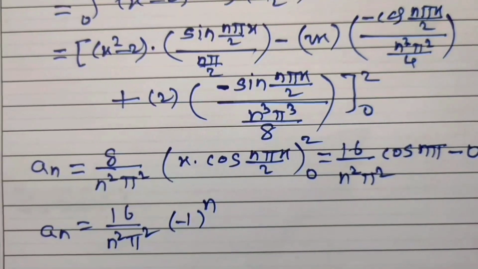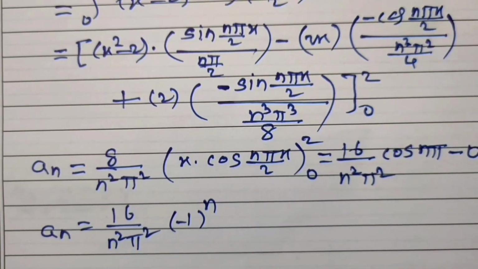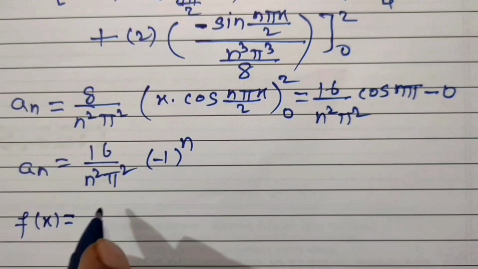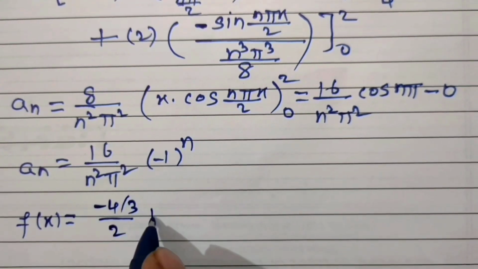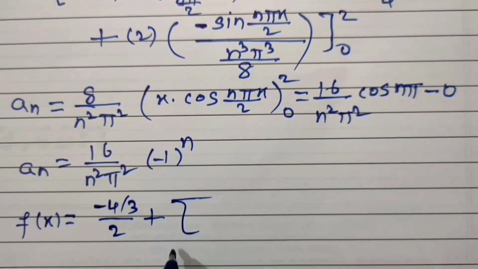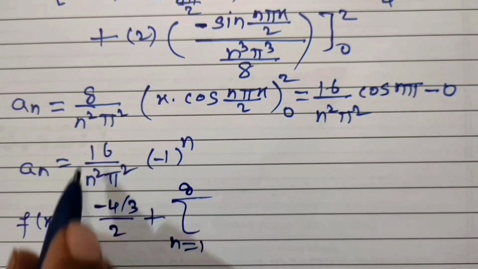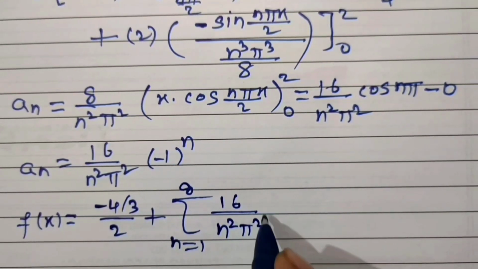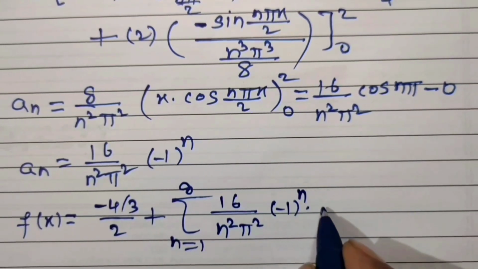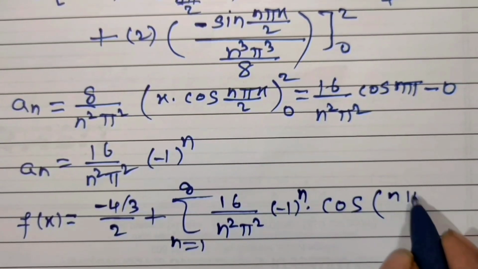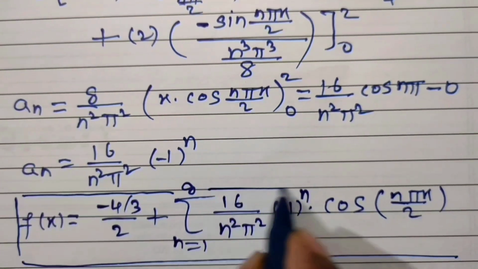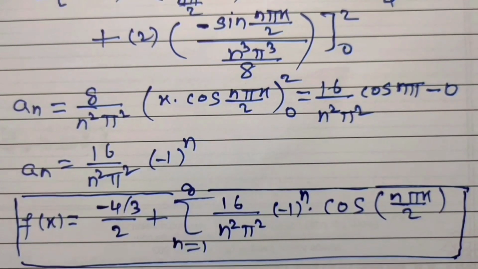Now substitute a0 and an in f of x. Hence the Fourier series expansion is given by f of x is equal to a0, which is minus 4 upon 3, divided by 2, plus summation n is equal to 1 to infinite, an is this one, 16 upon n square pi square, minus 1 to the power n into cos of n pi x divided by 2. So this is the Fourier series expansion of the given function and which is the answer. Let us solve the next sum.